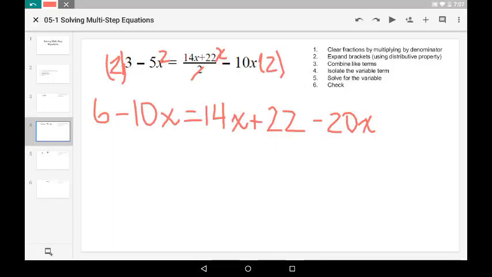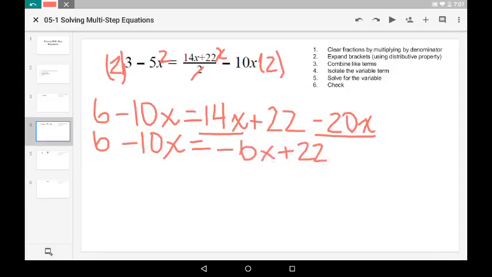There's no brackets to worry about now, so we're going to combine like terms on each side of the equation. I'm going to leave this one the same for now, 6 minus 10x, because these are unlike terms. One has a variable and one does not. On the other side of the equation, we have a 14x and a negative 20x. So we're going to combine those, and we'll get minus 6x plus 22. You could also write it 22 minus 6x.